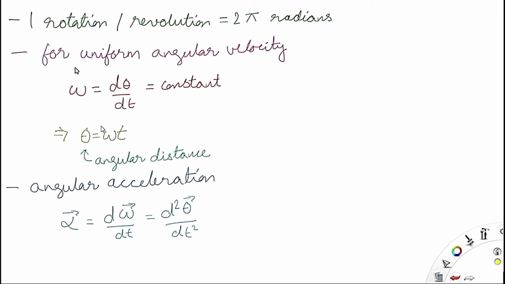Now for a uniform angular velocity, omega is equal to constant, because omega represents angular velocity and uniform means constant. So when omega is constant, the angular distance moved, theta, is equal to omega into t, where t is the time. Also, angular acceleration is equal to the rate of change of angular velocity with respect to time, so d omega by dt, which is the double differentiation of the angular displacement with respect to time.